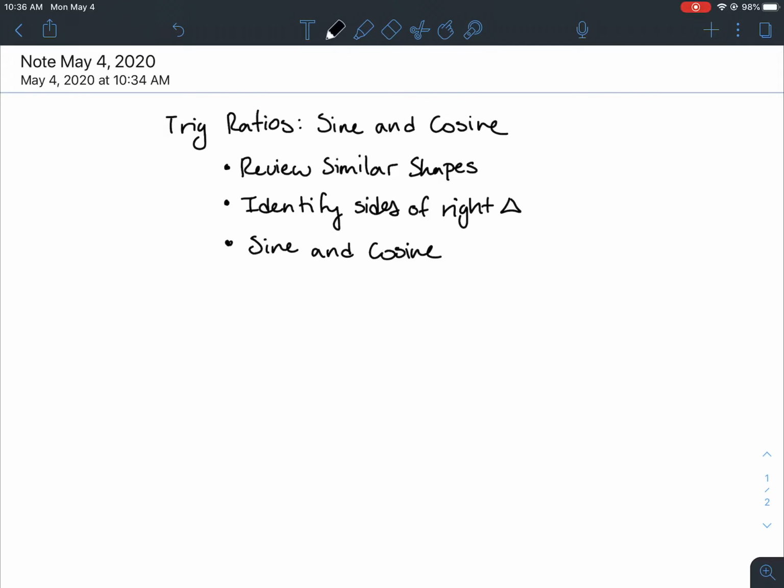Hello all. Today we are going to start our trig ratios. Last class we started to identify the sides of right triangles. Today we're going to use those sides to find what we call sine and cosine. However, before we even get there, we just want to review similar shapes so we can start to understand what trig is all about and why sine and cosine work.